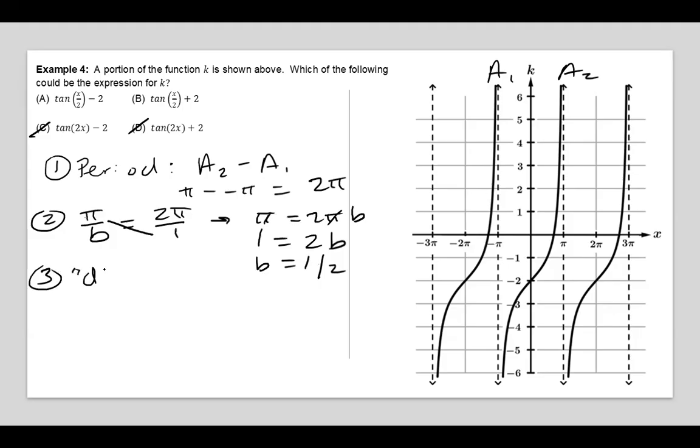On step 3, we're now looking for our D. Your D is the center of your graph. Where is that center? Where does that change take place? That change takes place at -2. So we know that D has to equal -2. So what does that eliminate? B. So the answer should have been A.